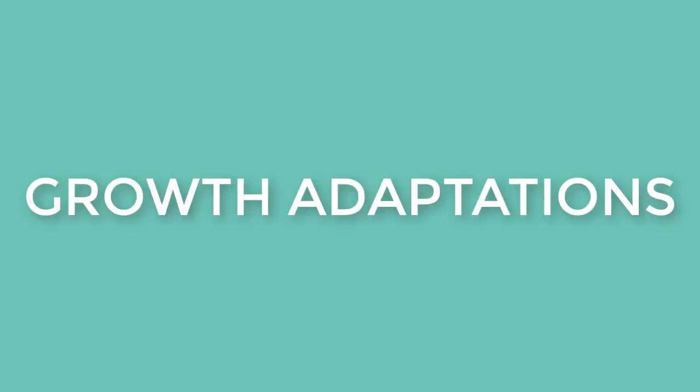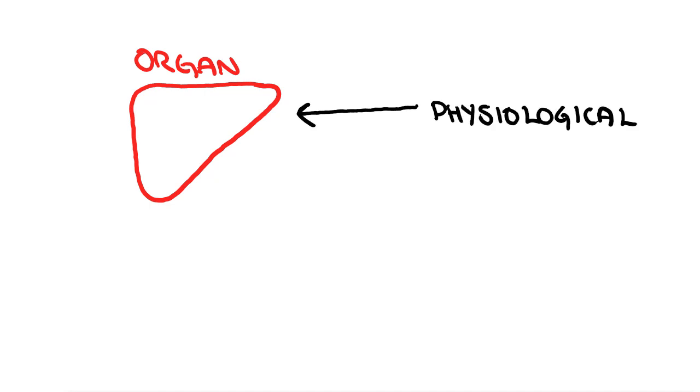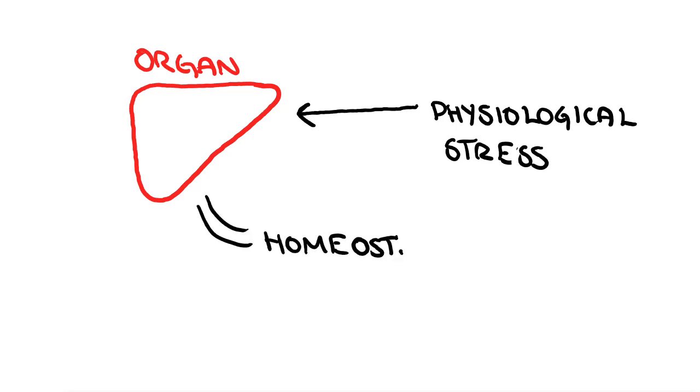In our very first YouTube video, and the first in this series, Pathology, we'll discuss growth adaptations. Before we begin talking about the different growth adaptations, let's take a minute to talk about the physiological state of an organ. Now, an organ is considered to be in homeostasis when the stress is physiological and the environment is in optimal conditions.